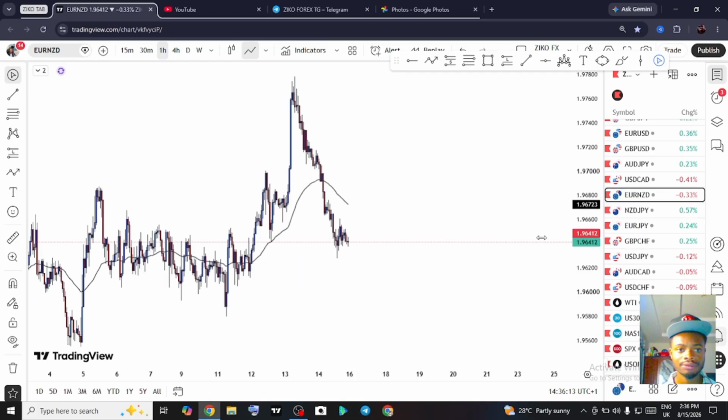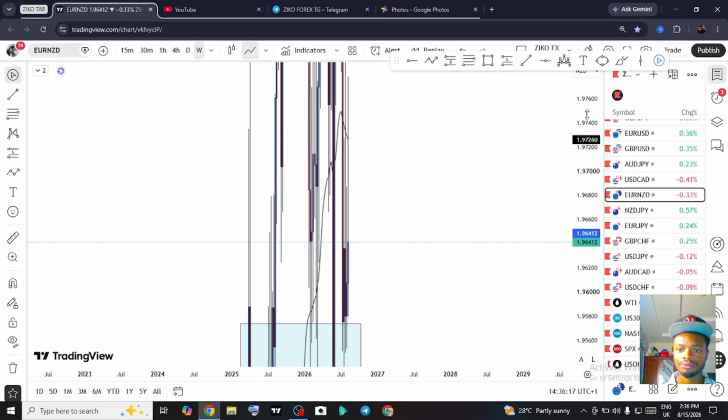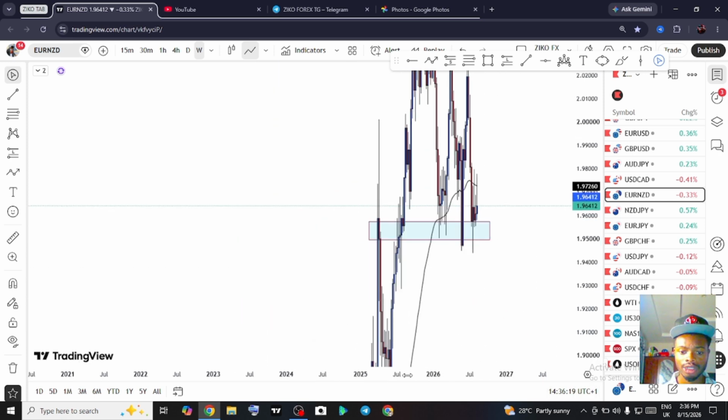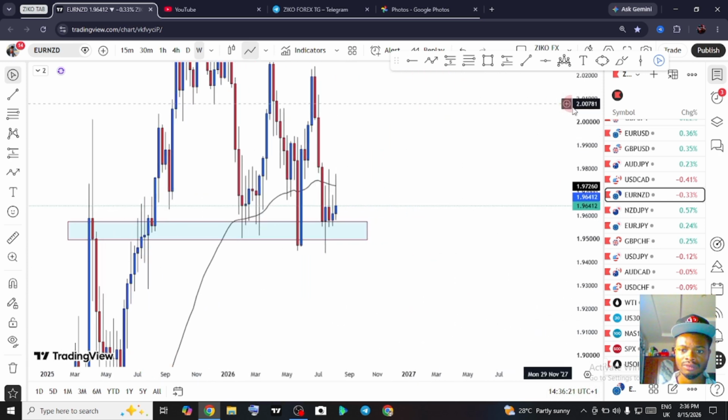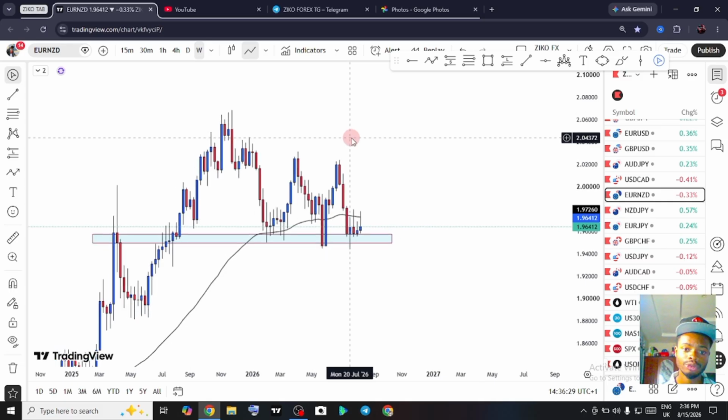Next pair, Euro NZD. Weekly time frame. Let us see. Well, what we can observe is that weekly time frame is at some kind of a support level, right? Support level.